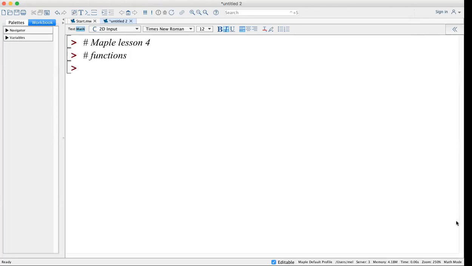Maple for calculus. This is lesson 4. So let me start by defining a function in Maple.